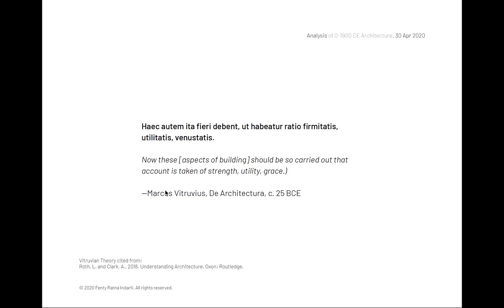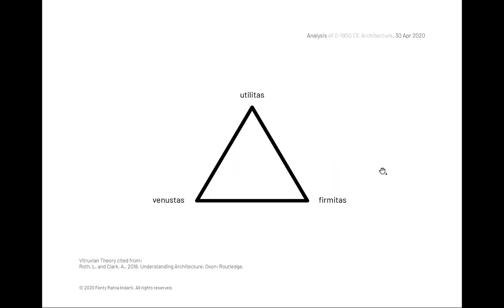And as architecture students, I think you already feel very comfortable and familiar with the terms venustas, firmitas, and utilitas. Marcus Vitruvius said in De Architectura in 25 before Common Era about the aspects of buildings, which are strength, utility, and grace. Yes, these are the three of them.